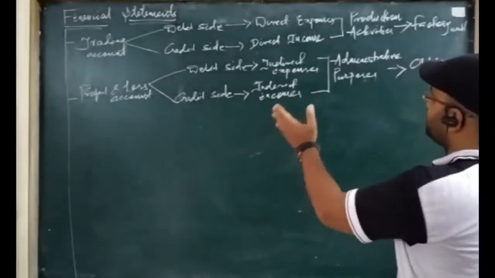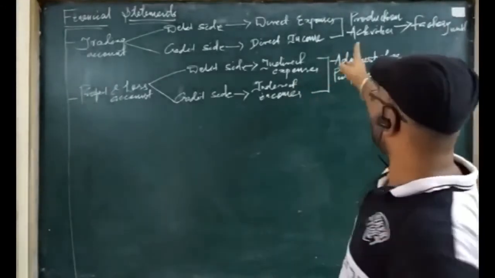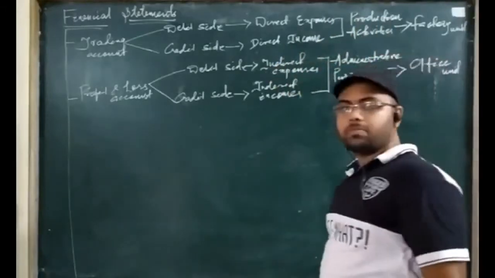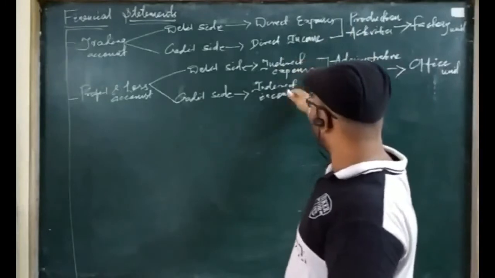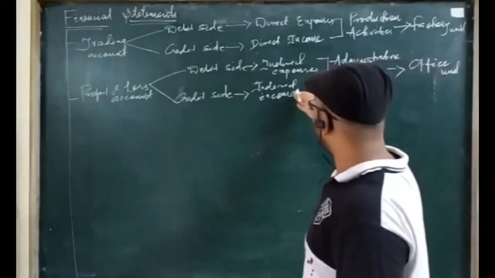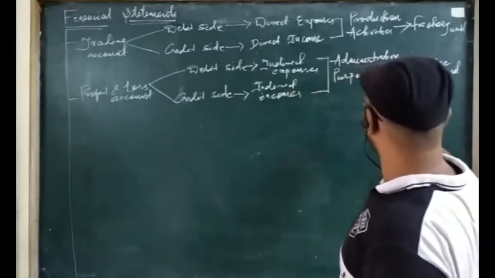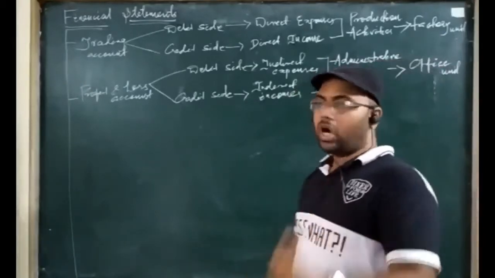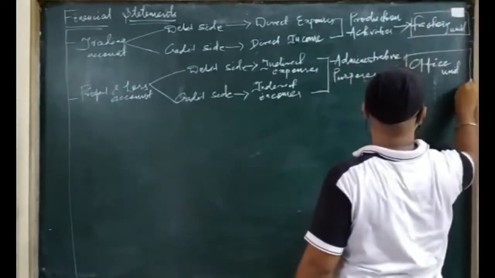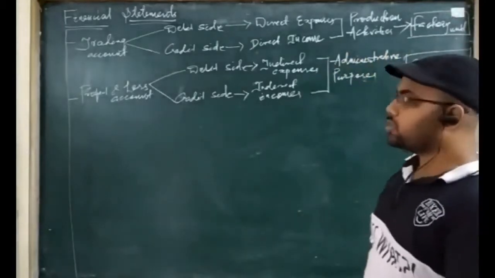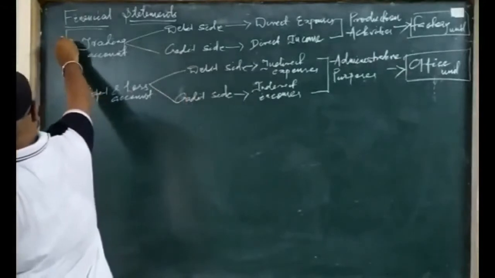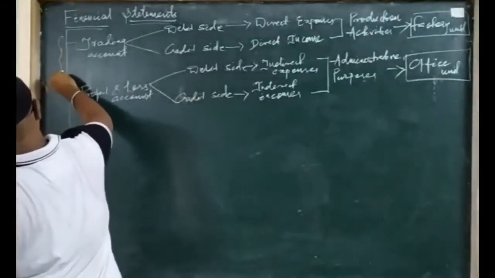Clear? So the trading account is prepared for direct expenses and direct income, where production activities take place, and production activities take place in the factory unit. The profit and loss account is prepared for posting indirect expenses and indirect income, whose meaning I have already explained and also given you the notes. It is prepared for administrative purposes, and administrative activities take place in the office unit. These two are most important. Now the third and most important financial statement is your position statement. See, these two are called the income statement, as you know.